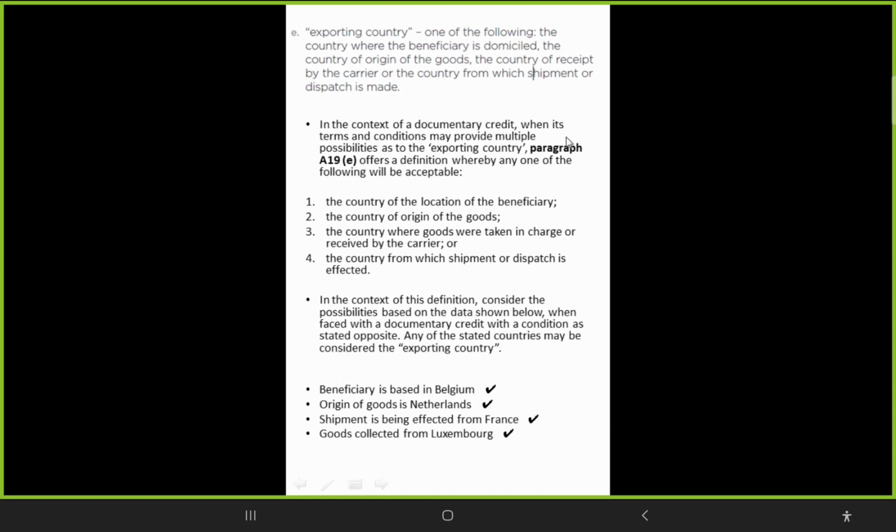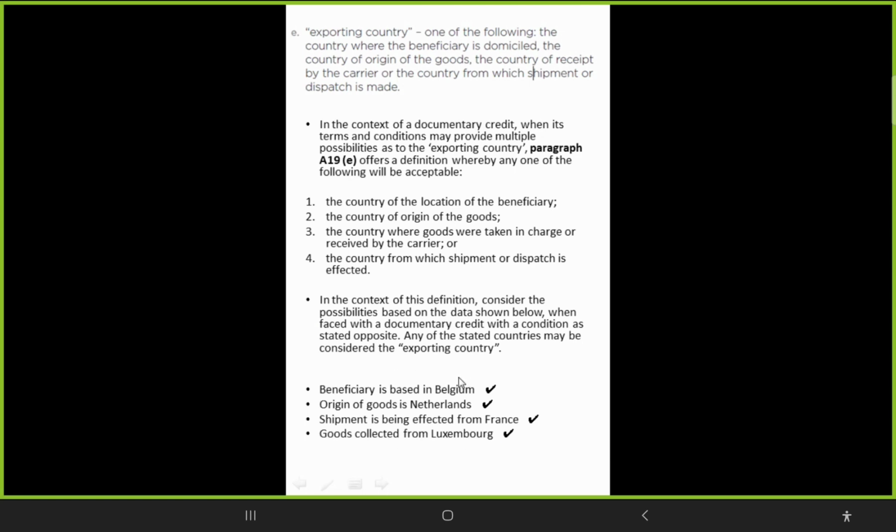For example, in the context of a documentary credit, when its terms and conditions may provide multiple possibilities as to exporting country, this offers a definition whereby one of the following will be acceptable. They have given all this split: where the beneficiary is located, origin of the goods, where the goods have been taken in charge or received by the carrier, and where the shipment has been made. When faced with a documentary credit with this condition, any of the stated countries may be considered the exporting country. For example, if the beneficiary is from Belgium, goods origin is the Netherlands, shipment is effected from France, and goods are collected from Luxembourg. This is definitely probable, right?